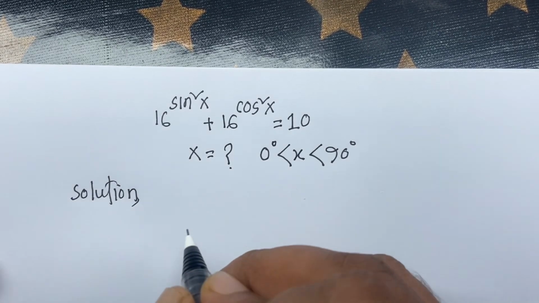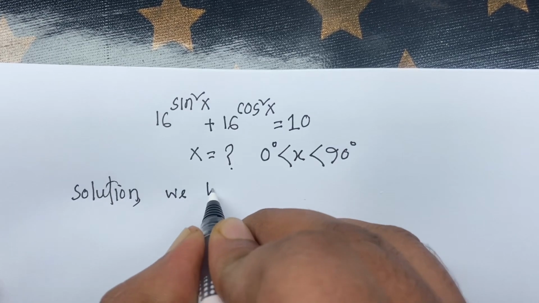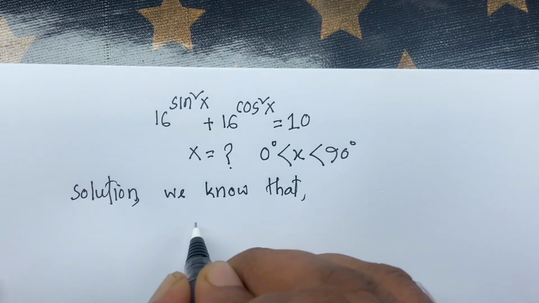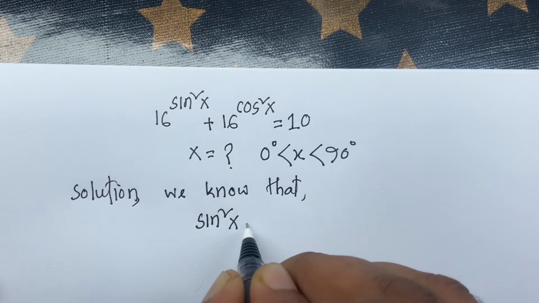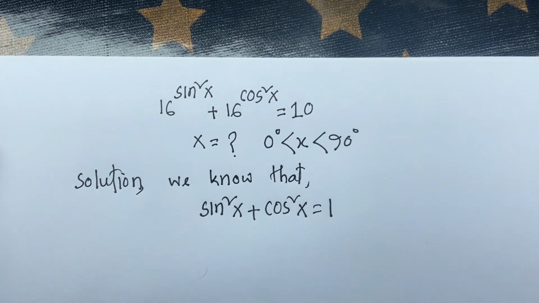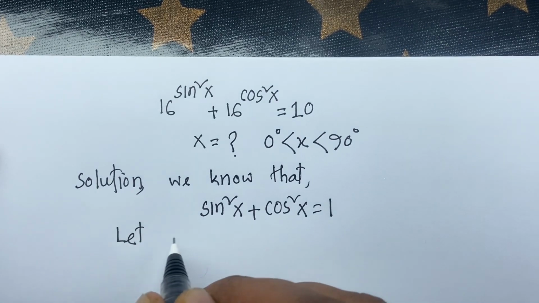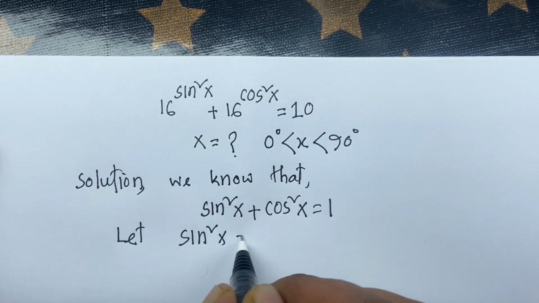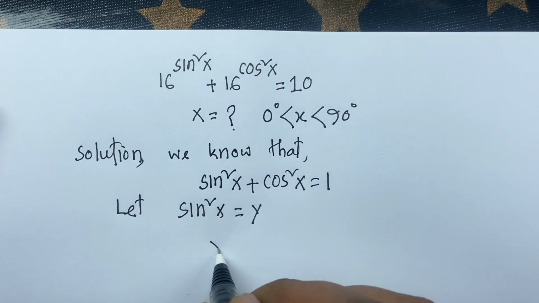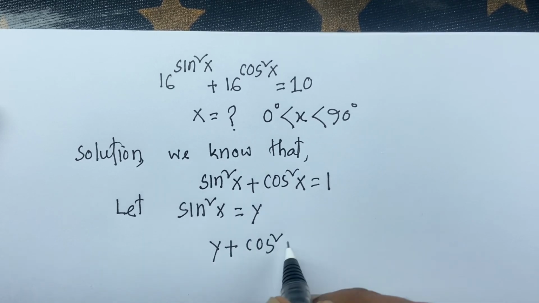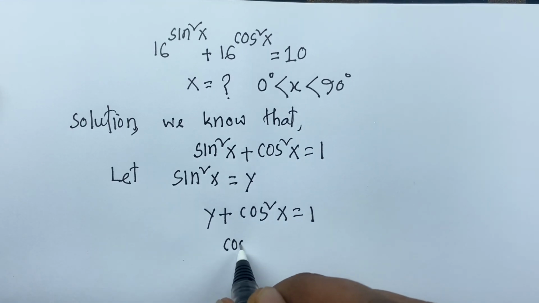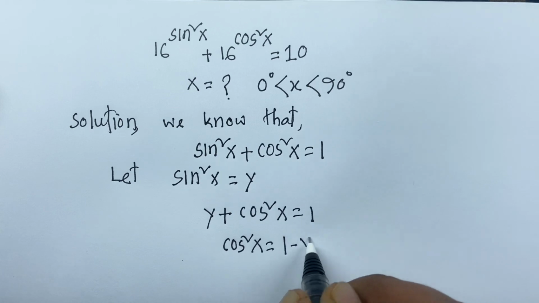We know that according to trigonometric rules, sin²x + cos²x = 1. Then let sin²x = y. This time I can see easily, here is sin²x, it will be y. So y + cos²x = 1. Then I can see easily cos²x = 1 - y.